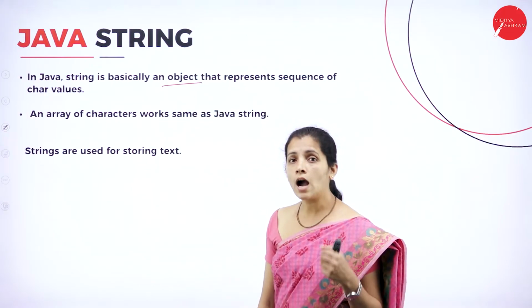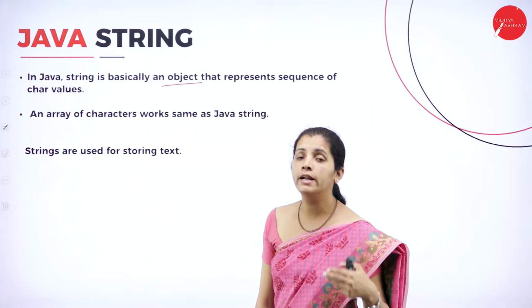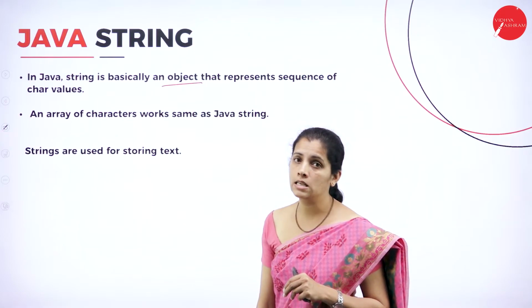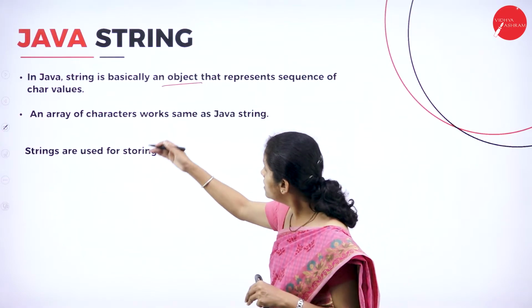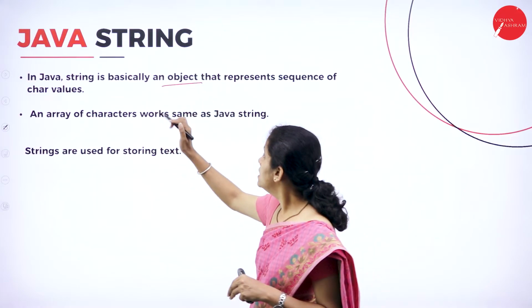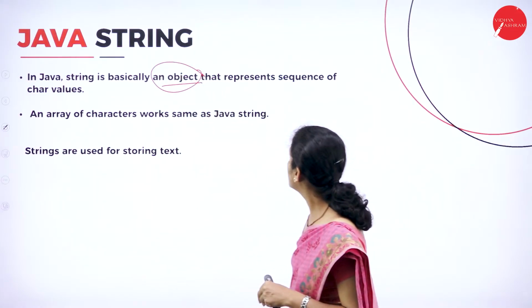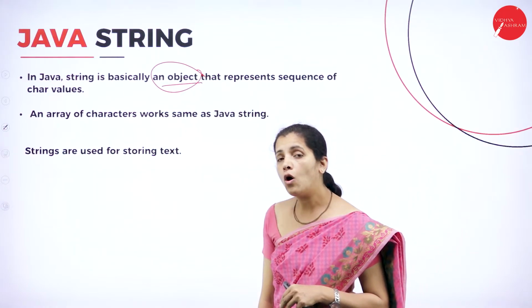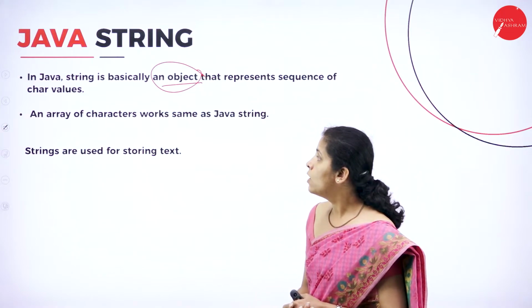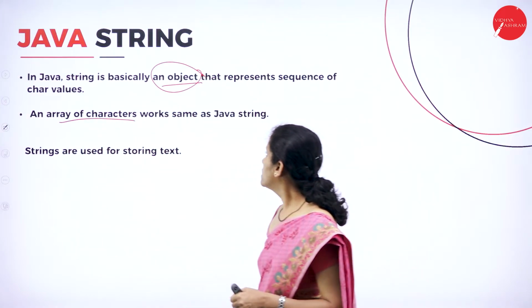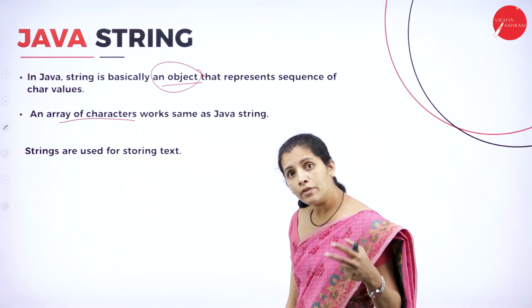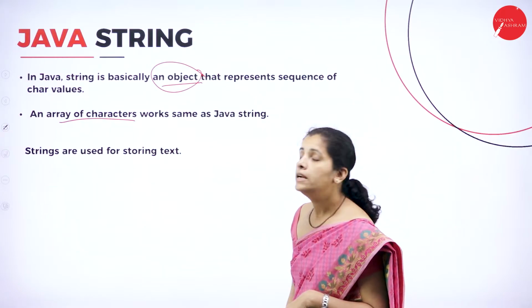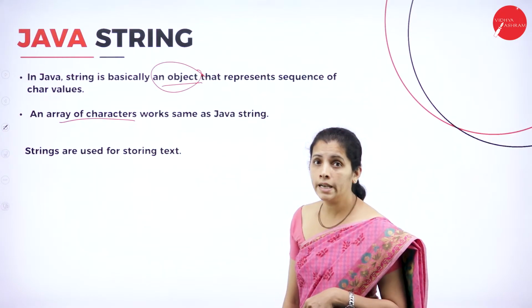That means Java is nothing but object-oriented programming, and in Java all the things are treated as classes as well as objects. So here if I consider string, still it is an object that represents a sequence of characters, or group of characters, or collection of characters, or array of characters. So an array of characters is also termed as string in Java, and it is mainly used to store text.